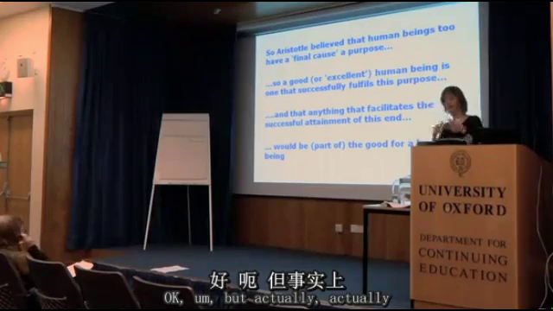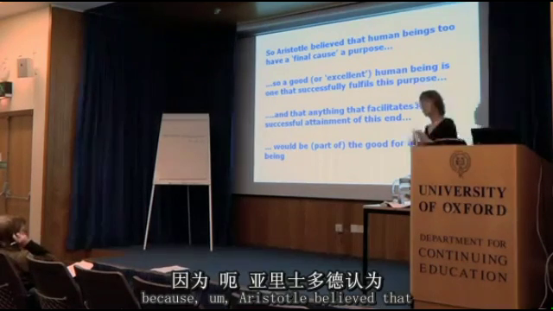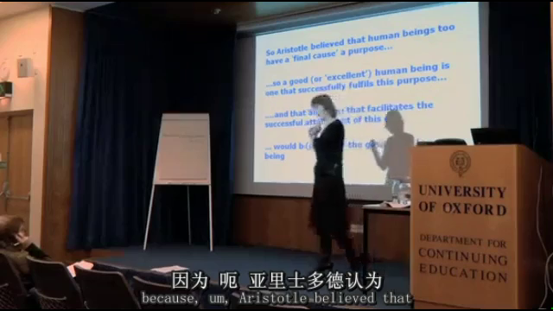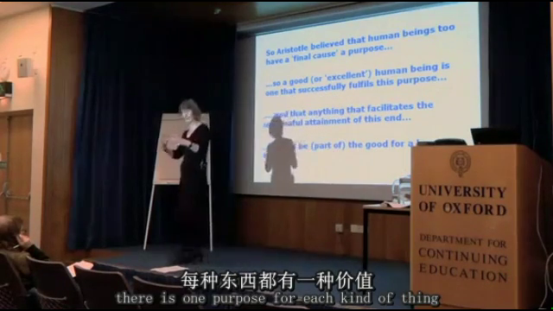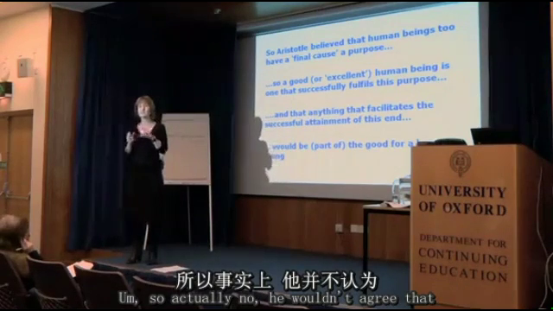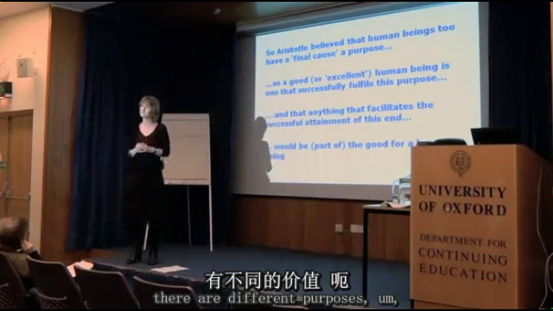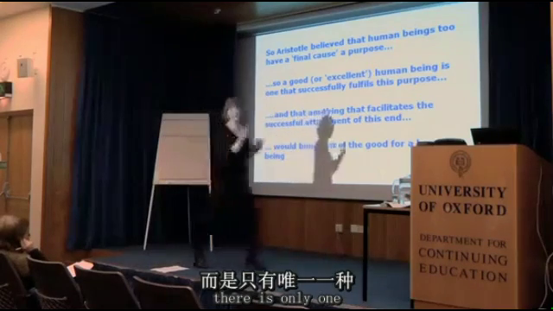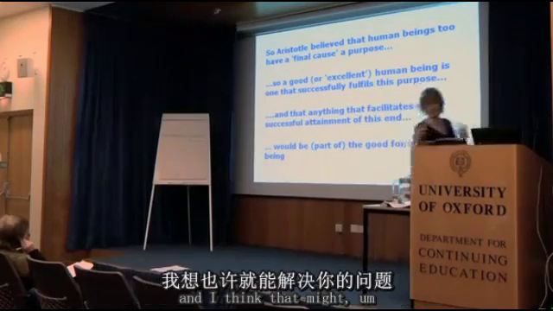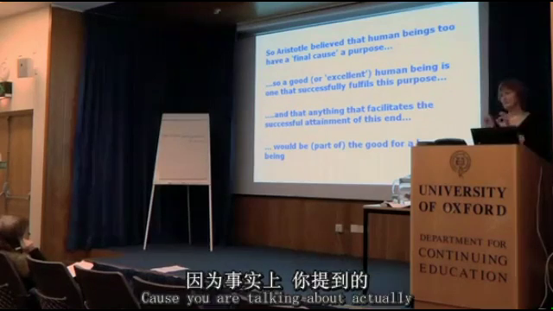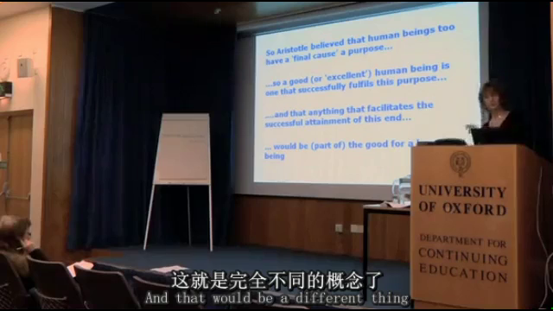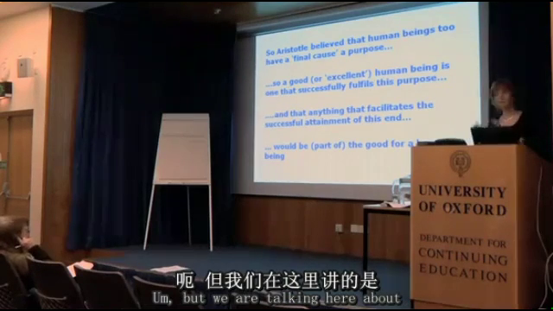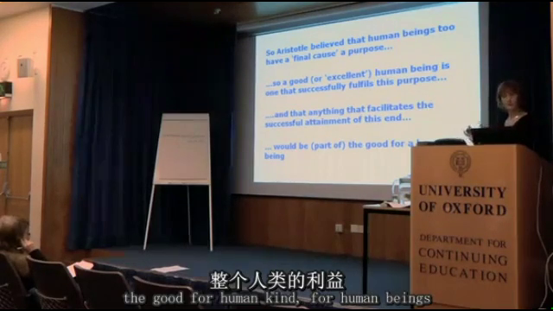Okay, but actually that's quite a useful question, because Aristotle believes that there is one purpose for each kind of thing. So actually, no, he wouldn't agree that there are different purposes. There is only one. Let's have a look at what that one might be, and I think that might, because you're talking about actually the good for a woman as opposed to the good for a man, and that would be a different thing. But we're talking here about the good for humankind, for human beings.